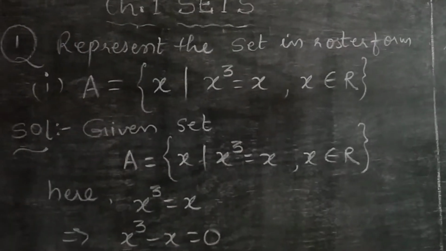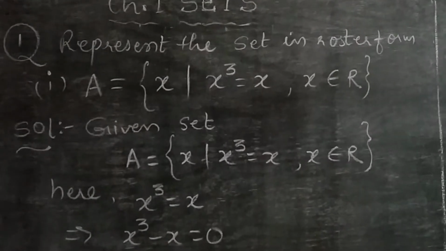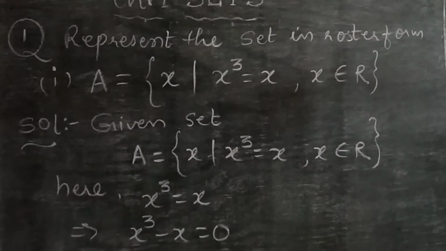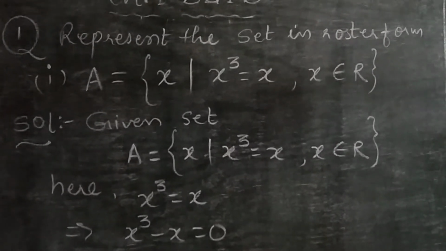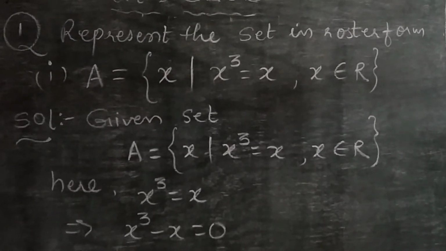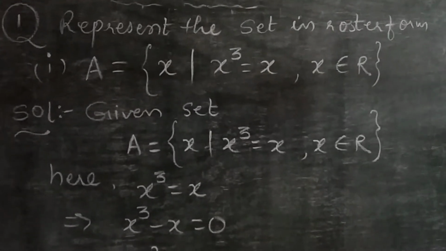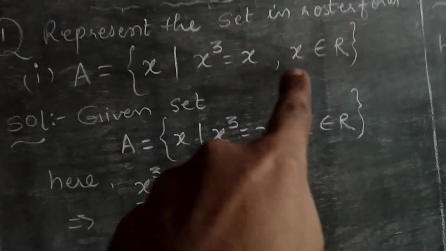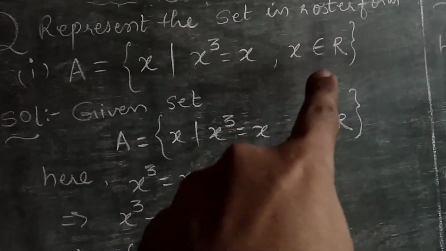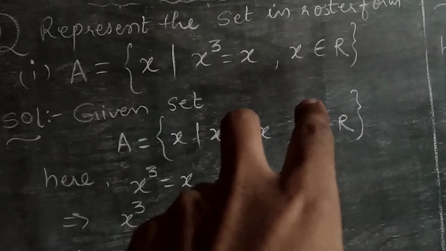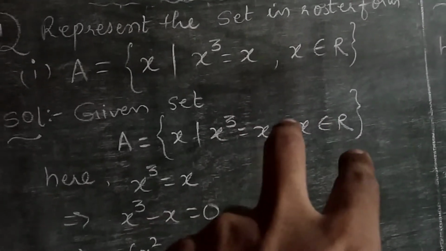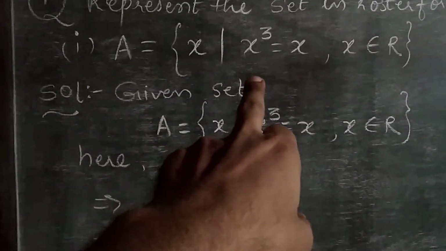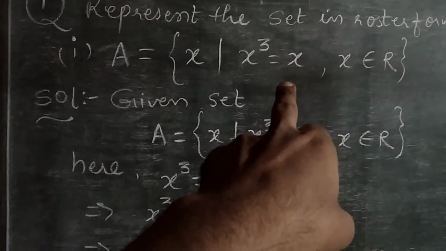Now we will take some questions to convert the set builder form into roster form. So first question I am taking here, A equal to x such that x cube equal to x, where x belongs to R. So we should follow this condition where x will lie. So x belongs to real number, x should be a real number. If we are getting a non-real number, we will not include that element in the roster form. Okay, so what is the condition here? What is the property? x cube equal to x.